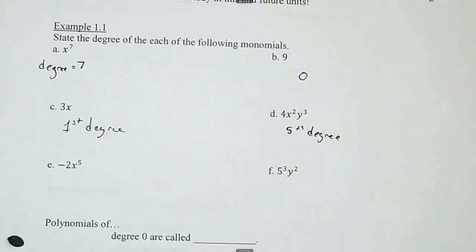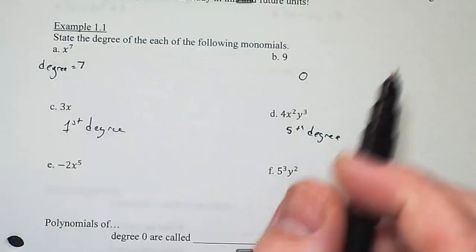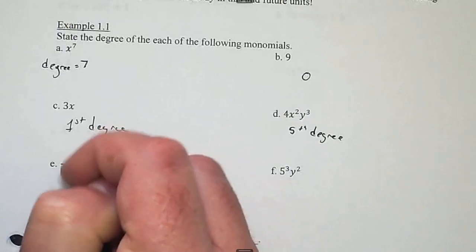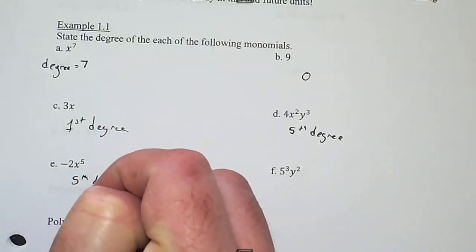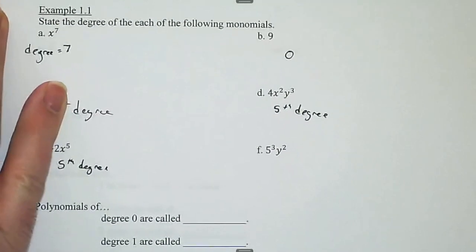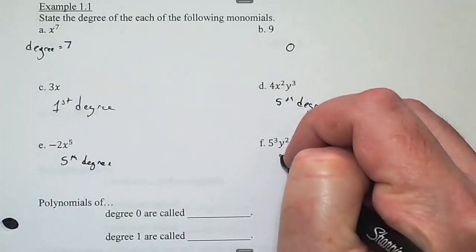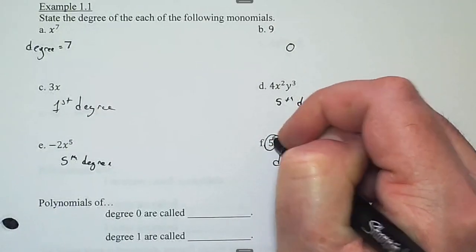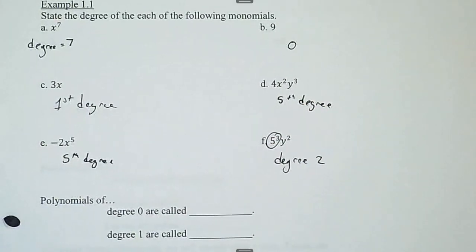5th degree. That's a TH. No worries. This here is a 5th degree as well. And then I included this kind of stupid example here. That's still just degree 2. I don't want to add the 3 and the 2 because that's just part of the constant. That's just saying that number is actually 125. The degree is affected by the exponents on the variable. Okay?